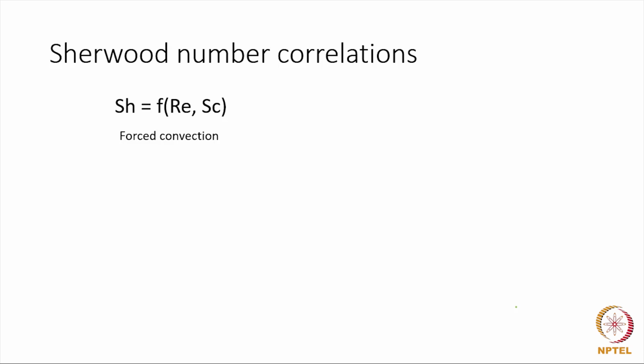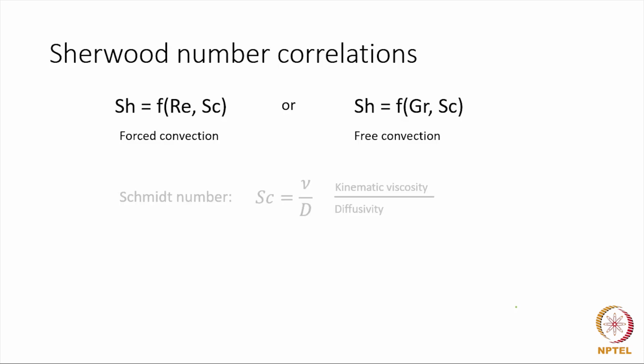Now, there is a small set of these correlations that have to be distinguished. In the case of forced convection, it is the Reynolds number that would be used for the correlations, and in the case of free convection, it will be the Grashof number which is used for the correlations. And the Schmidt number that we mentioned just now is nothing but a property of the fluid, because it is a ratio of two properties, the kinematic viscosity over the diffusivity.